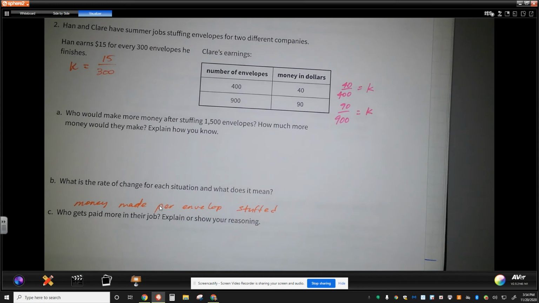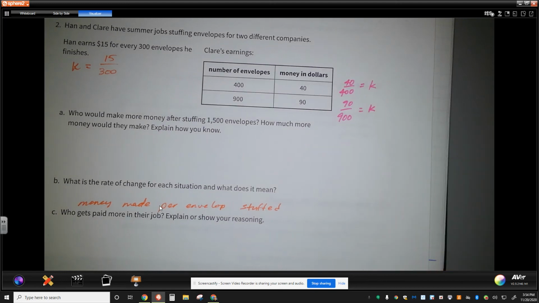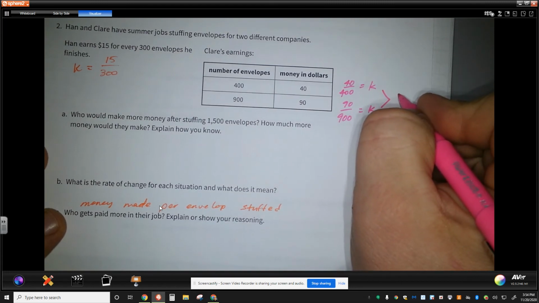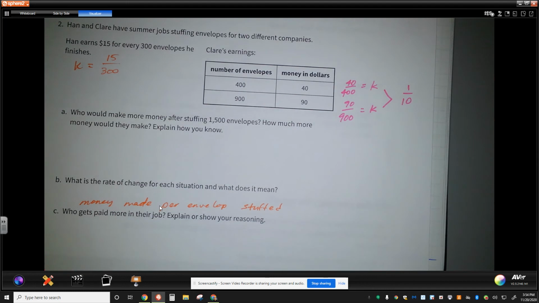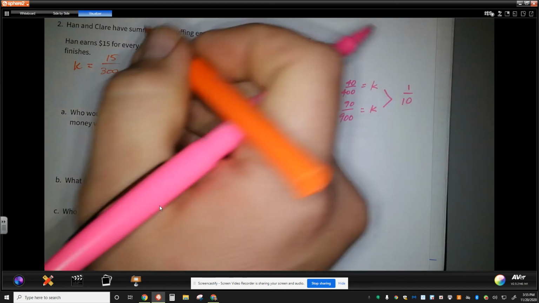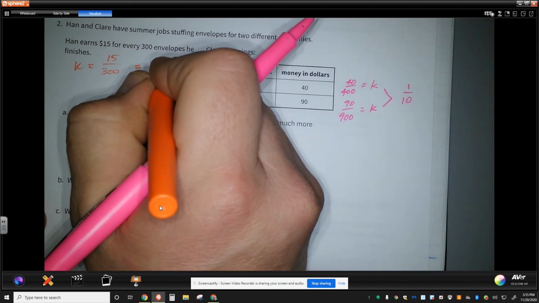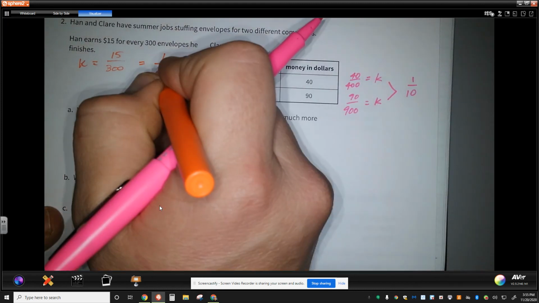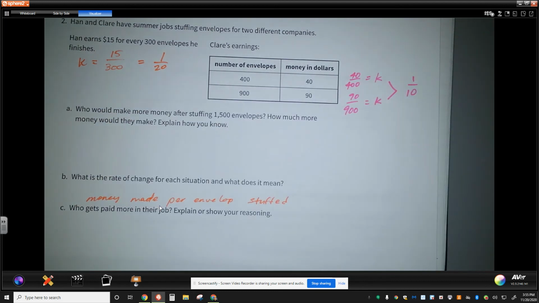So who would make more money stuffing 1,500 envelopes? How much more money would they make? Explain how you know. If we just go ahead and simplify these, both of these K's equal 1/10. And this one over here, 15 divided by 300, will actually be a little bit different. How many times does 15 go into 300? That's a pretty big question, right? 15 divided by 15 is 1. 300 divided by 15 is 20.